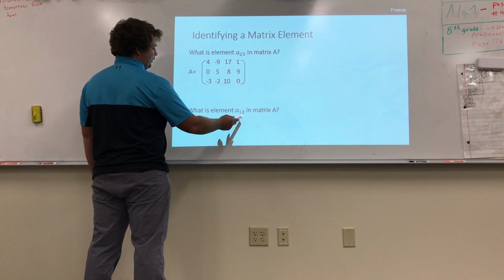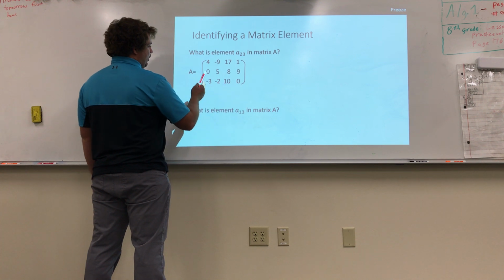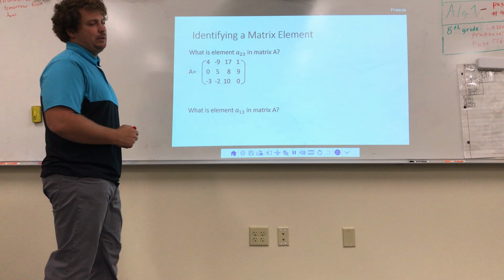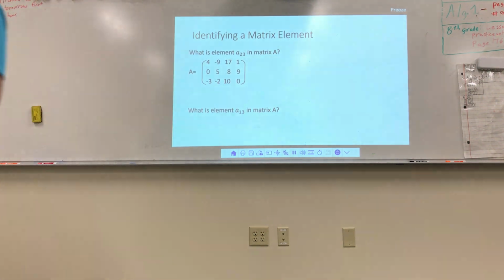Okay, what is the element 1, 3 in matrix A? Well, row 1 over 3 should be 17. Okay?